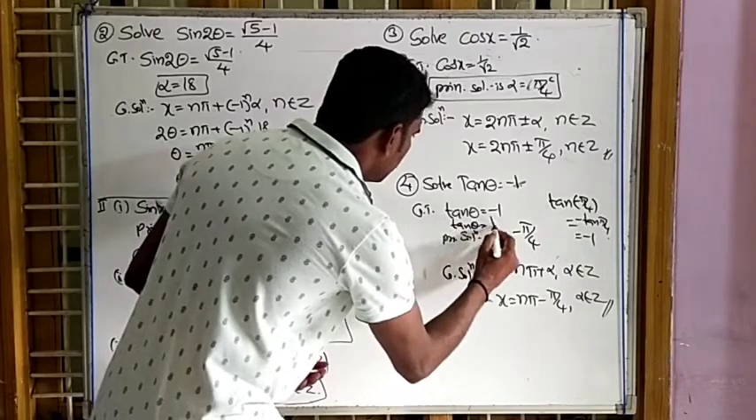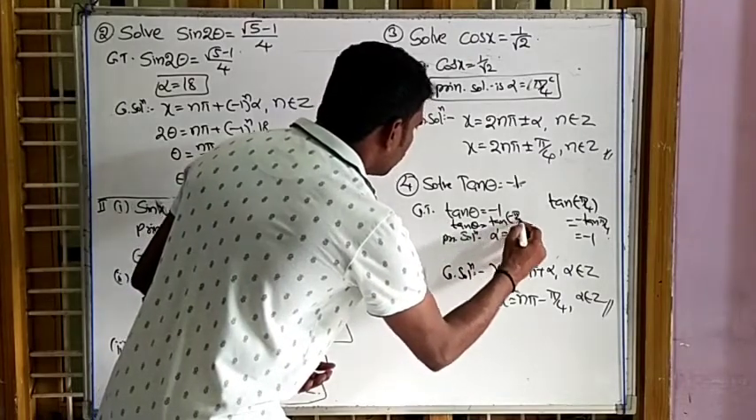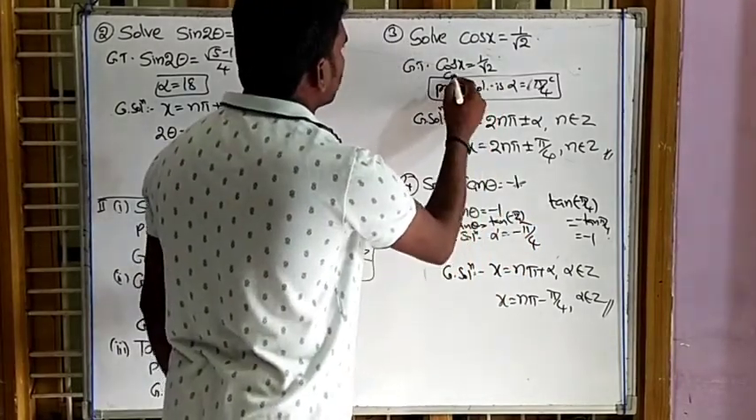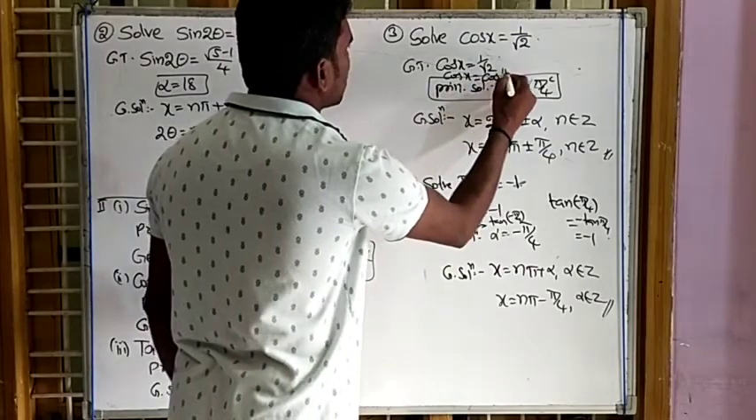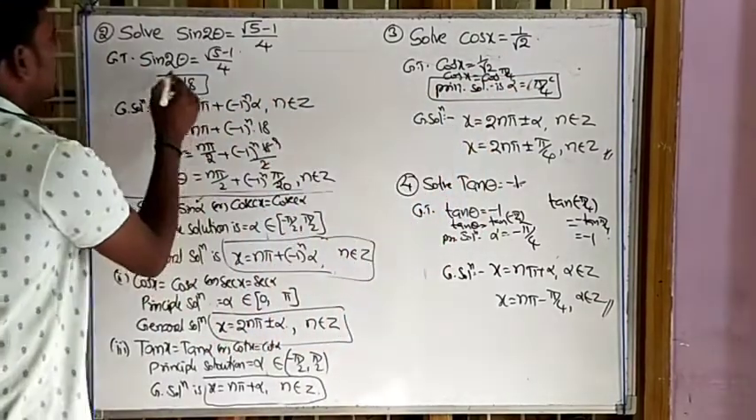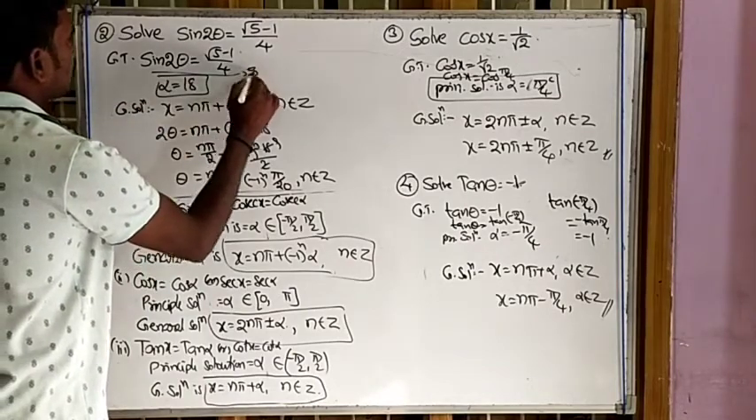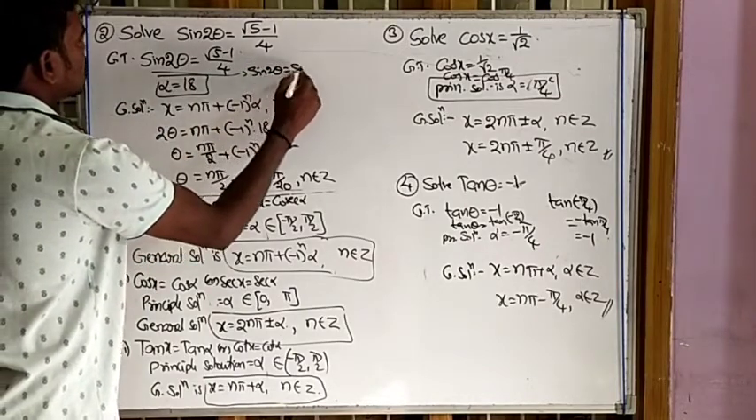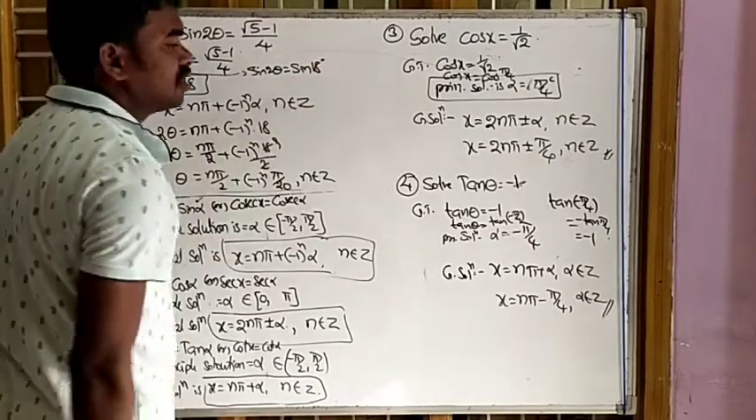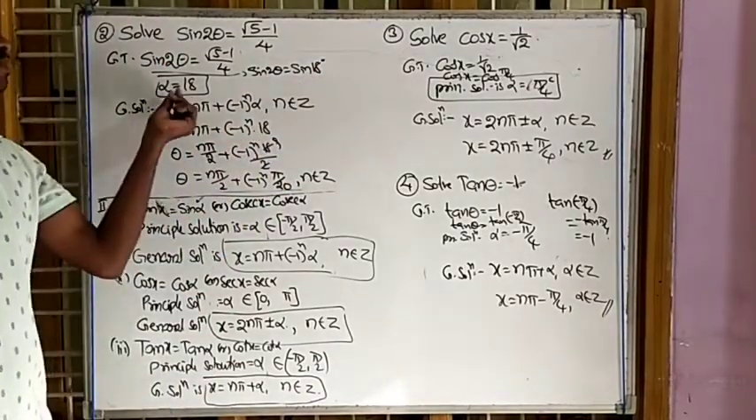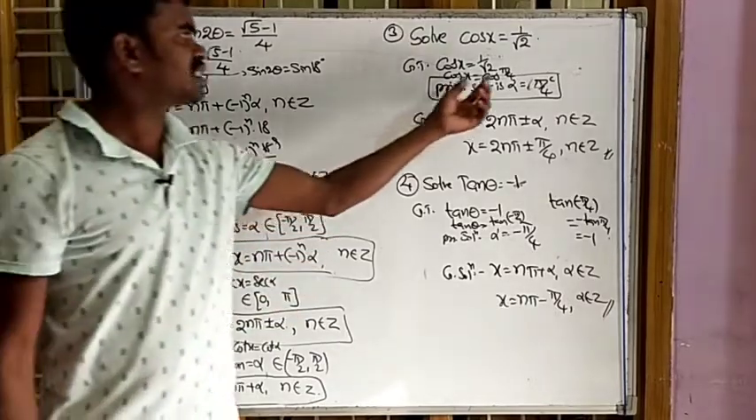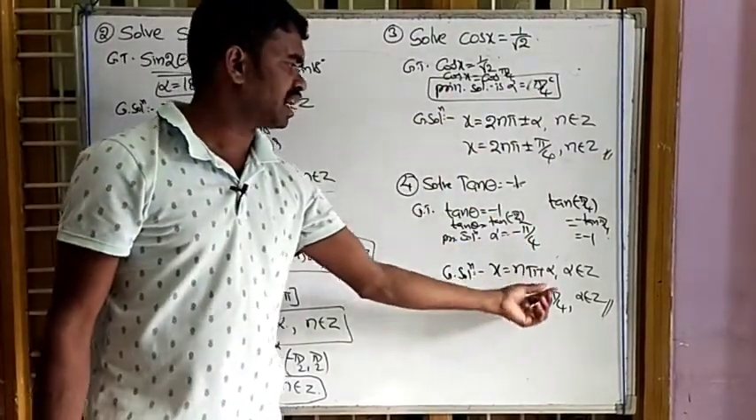Tan theta is equal to tan of minus pi by 4. Here also you can write cos x is equal to cos pi by 4. Here also we can write sin 2 theta equal sin 18. So then alpha is pi by 18. Alpha is 45. Alpha is minus pi by 4.